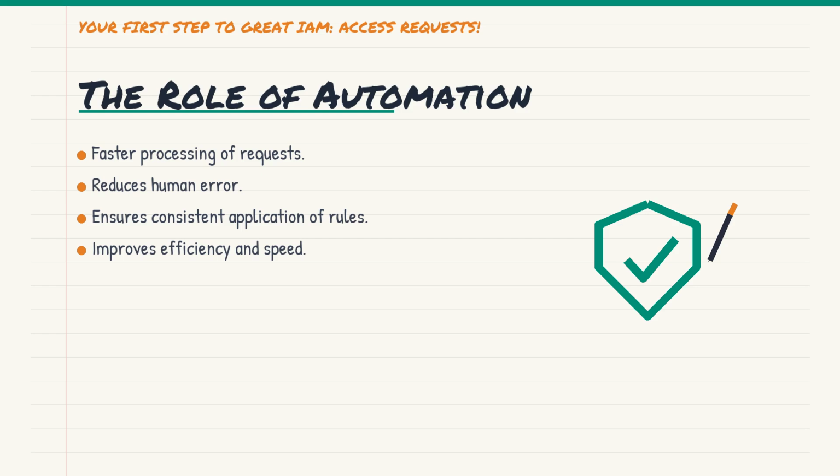Automated systems can validate requests instantly, route them to the right people much faster, and even handle some approvals automatically if the rules are clear. This speeds things up, reduces mistakes, and ensures a more consistent experience for everyone. Think of it as a super efficient digital assistant for your access requests.